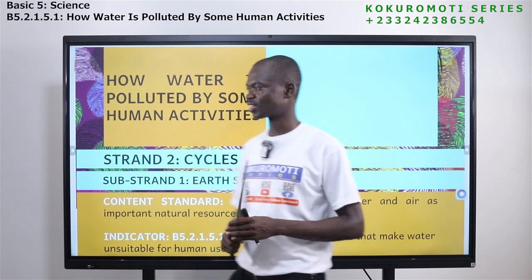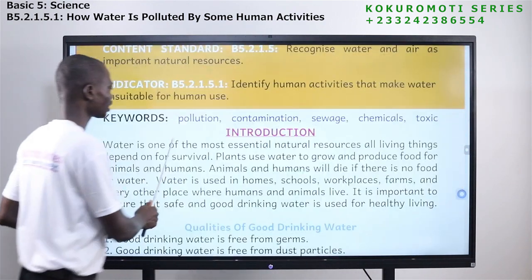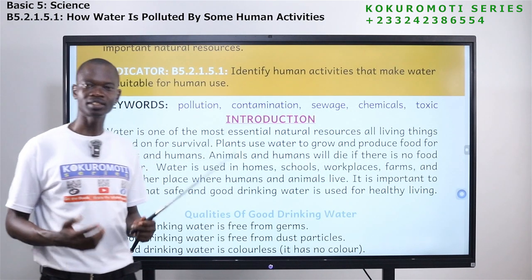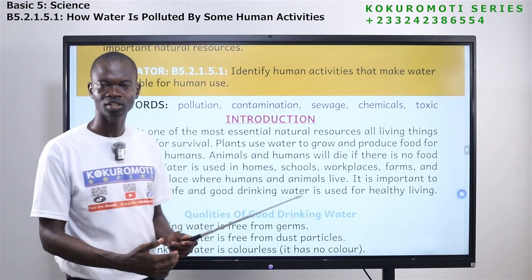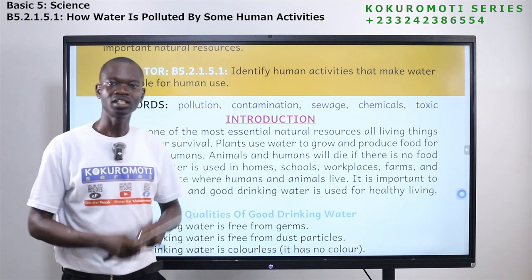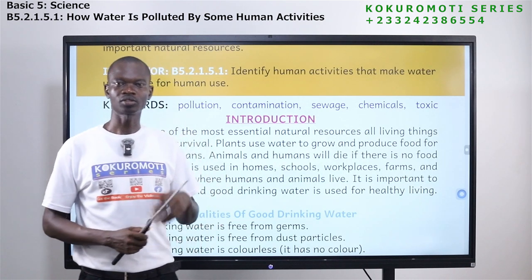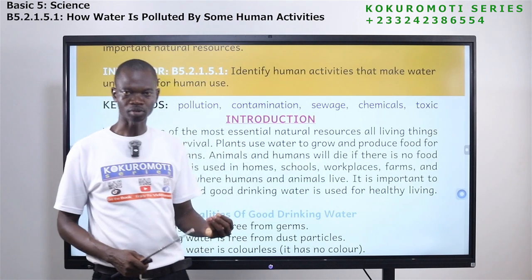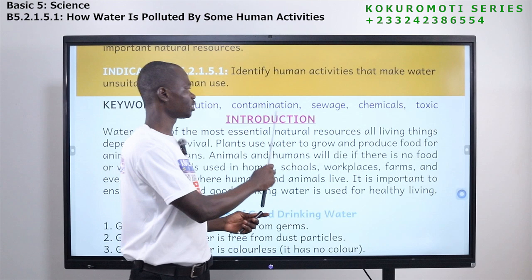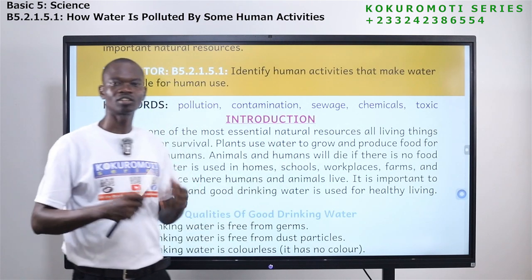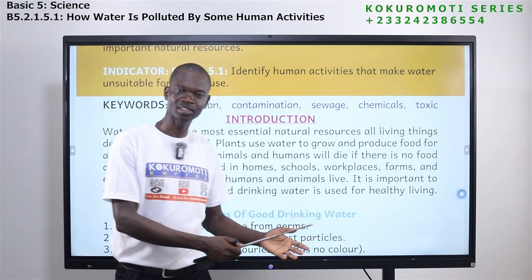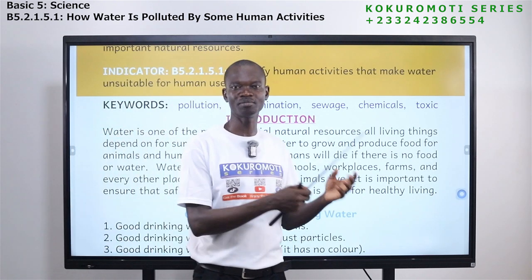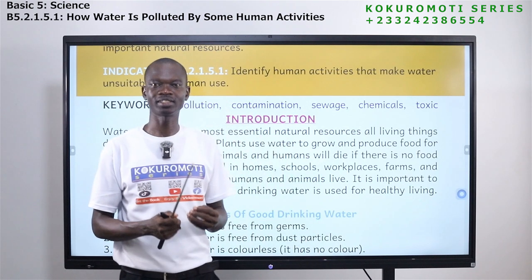Okay, pay attention and let's look at the keywords. The first word is pollution. Pollution means the introduction of harmful substances into the environment. So if you introduce something that is harmful into the environment, we describe it as pollution. The next word is contamination. Contamination comes from the word contaminate. If you contaminate something, it means you have made that thing impure. You have reduced the quality of that thing.